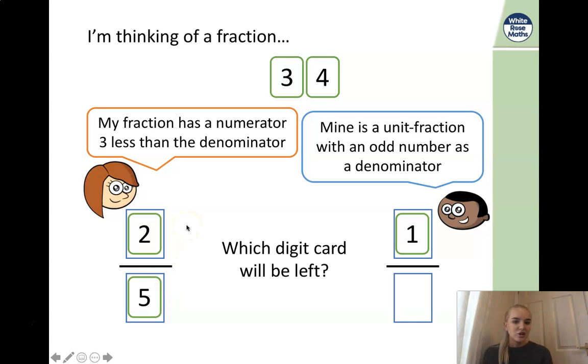Then we can go back to the boy, and he says that his denominator is an odd number. Which of our remaining digit cards is an odd number? That's right, it's a 3. So that means his fraction has 3 as the denominator. So 4 is the digit card that's left over.